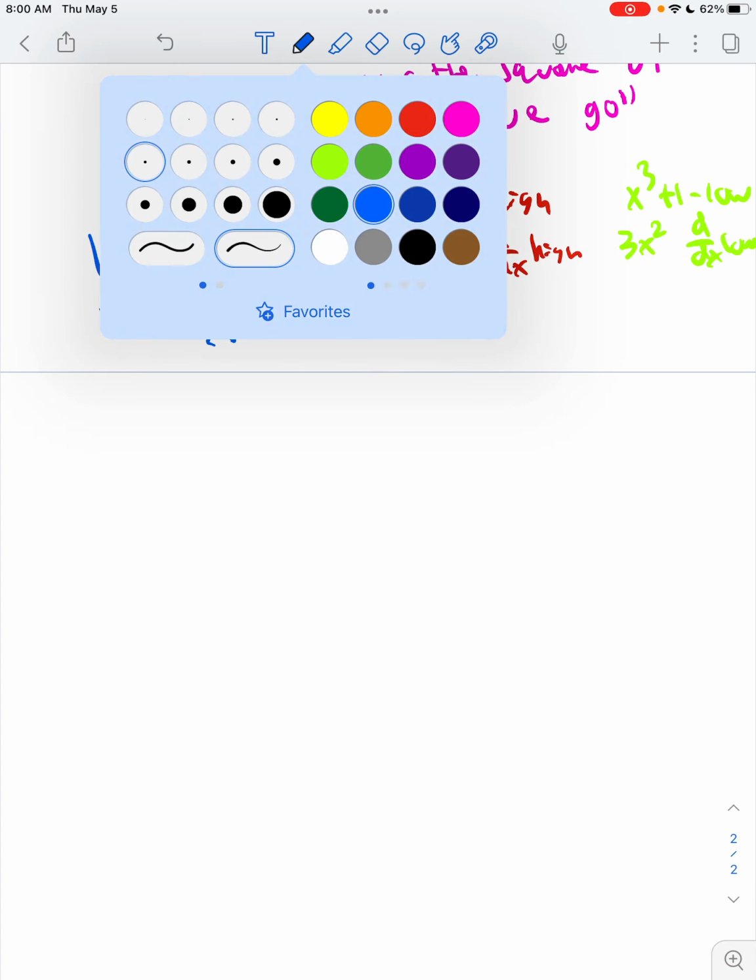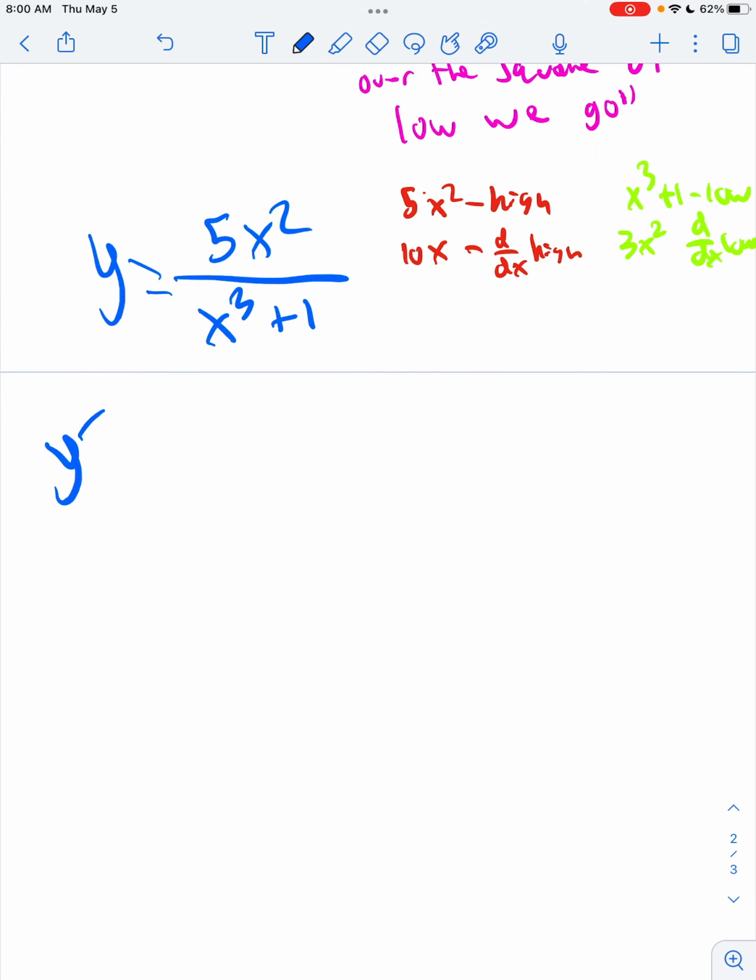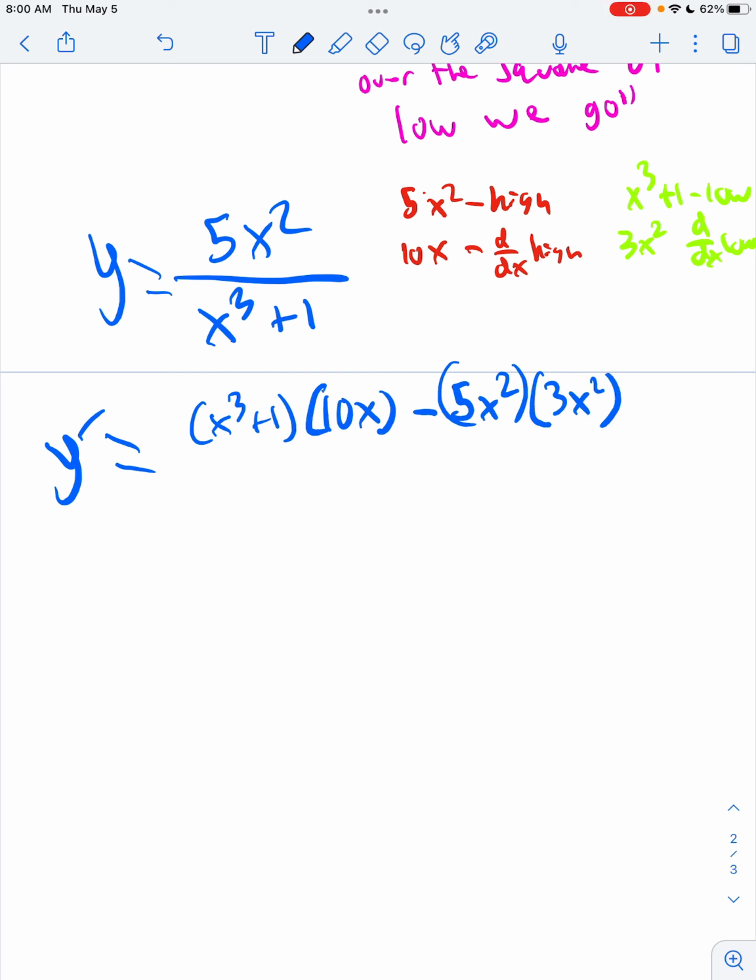So now I have enough information where I could plug some stuff in. I'm going to say low times derivative of the high, low d high. So x to the third plus 1 times the derivative of the high, minus high times derivative of the low, and over the square of low we go.